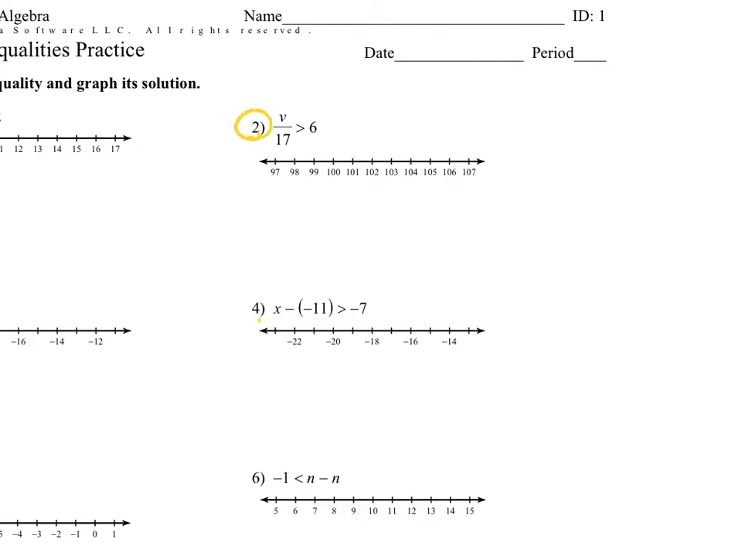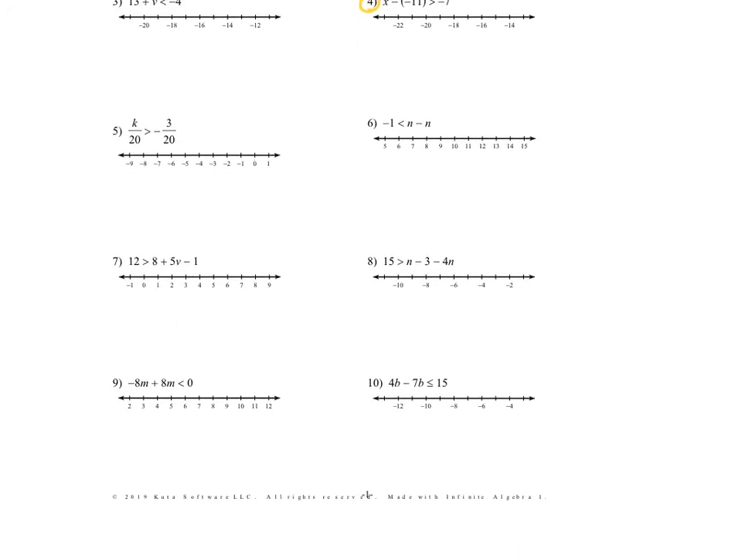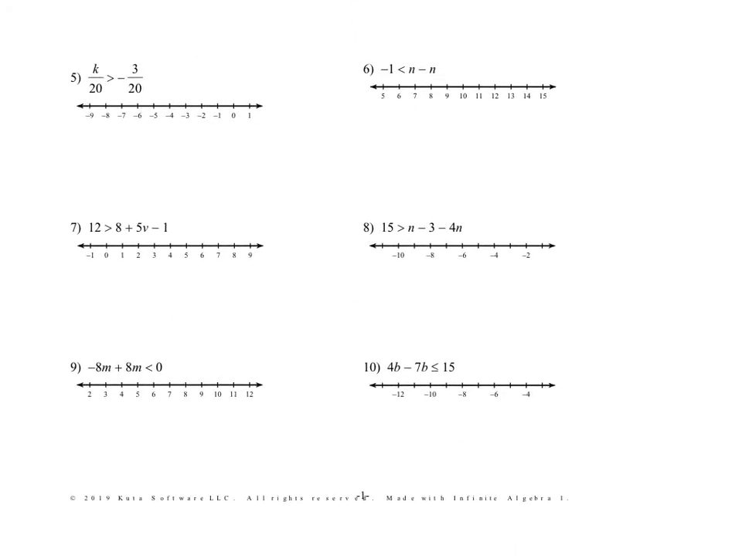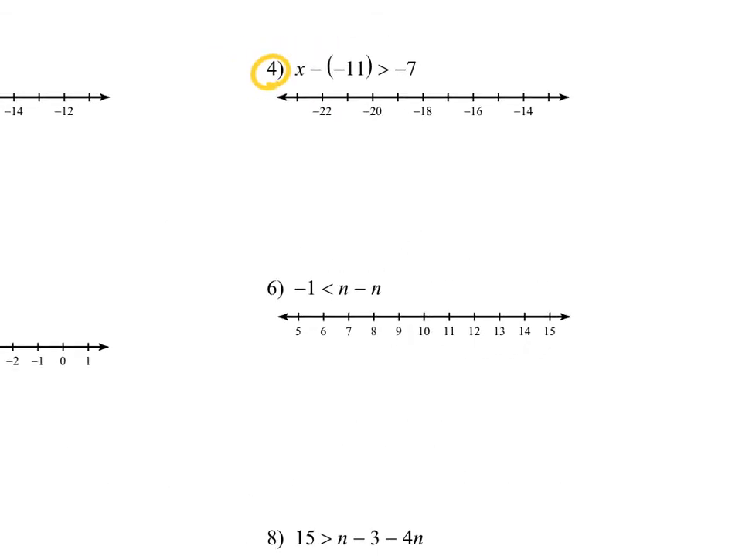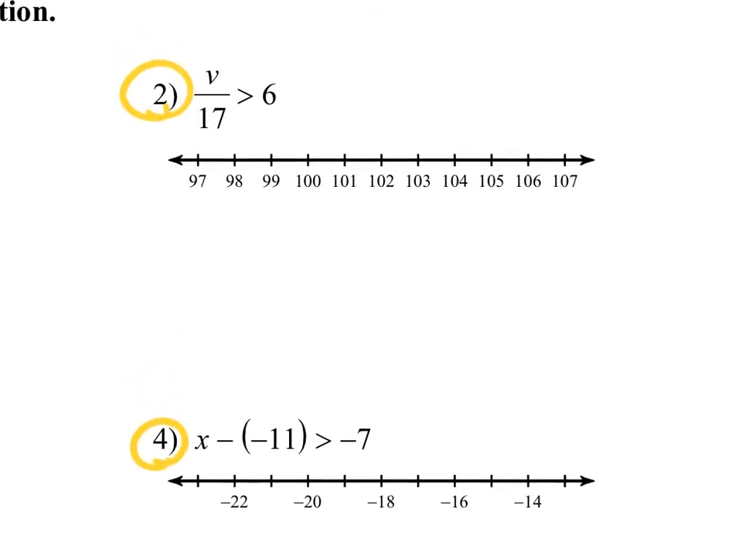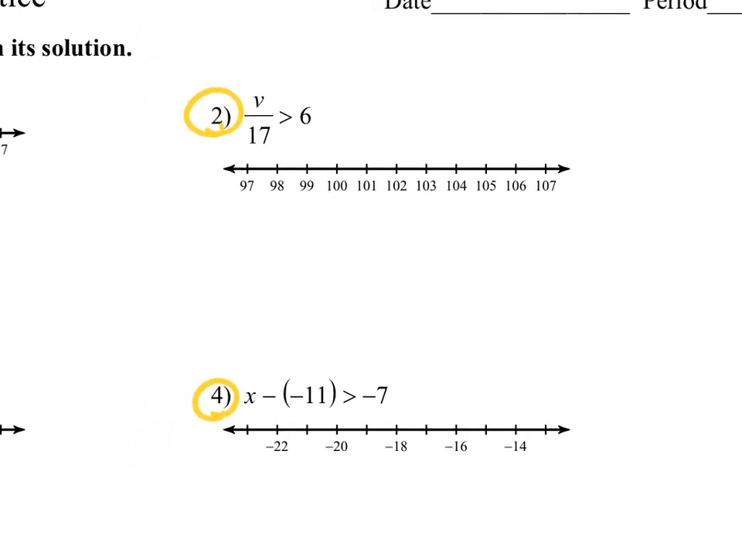I'm going to work number 2, number 4, and then just as a reminder, I'm going to work number 9, okay? Now, the reason I'm choosing some of these is they are a little bit easier. Some of these are one-step equations, others are not, okay? So let's start here with number 2. Number 2 starts with v divided by 17 is greater than 6.